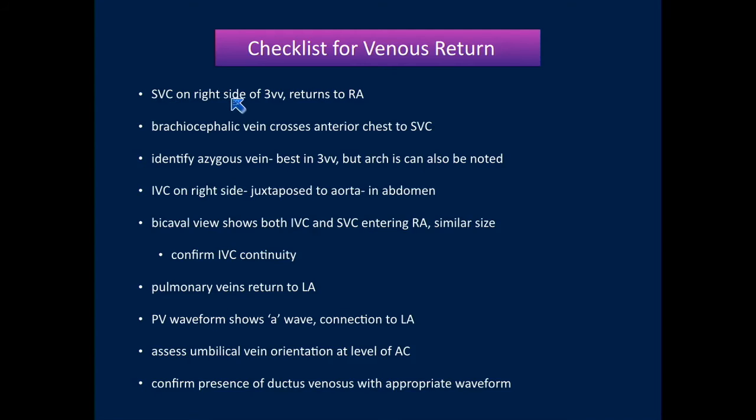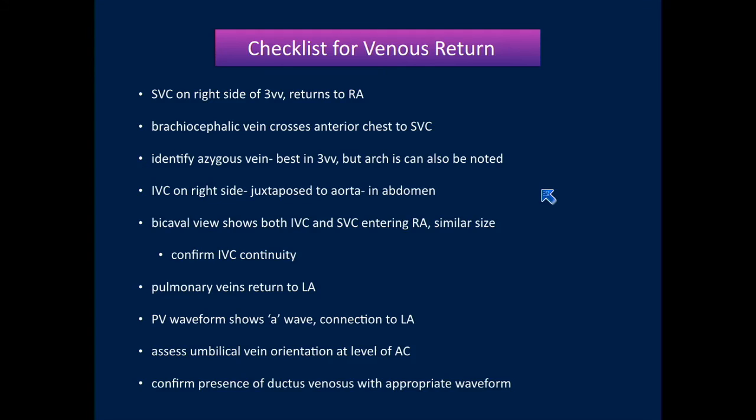So finally, checklist for venous return interpretation. At the level of the 3-vessel view, the superior vena cava should be on the right side of the chest, returning to the right atrium. The brachiocephalic vein crosses anteriorly in the chest and drains towards the superior vena cava, whichever side that may be, typically right. Identify the azygous vein, which is best seen in the 3-vessel view, although you can also see the arch, just so you become familiar with its anatomy and realize that it's a normal structure, and realize when it's abnormal in certain other cases. The inferior vena cava should be on the right side, juxtaposed, meaning on the opposite side of the fetus to the aorta.